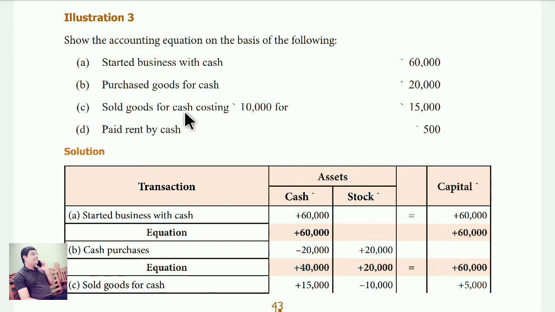Next one, sold goods for cash costing rupees 10,000 for 15,000. So goods of 10,000 rupees you sold at rupees 15,000. 10,000 का माल 15,000 में बेचा. So 10,000 rupees stock, you have to reduce this 10,000 from stock, and 15,000 you received in cash, so plus 15,000. 15,000 minus 10,000, 5,000 rupees is profit. That profit you have to write in the capital as a plus sign.